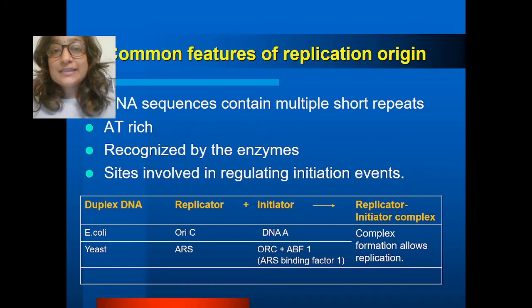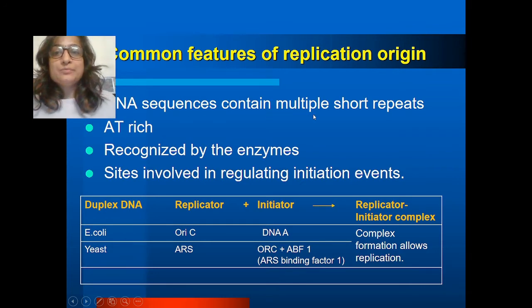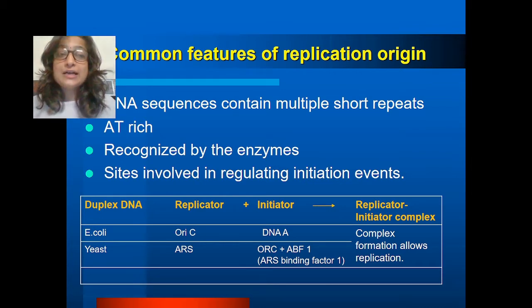Apart from that, every origin of replication has certain common features. So let us understand one by one. The important feature is that DNA sequences contain multiple short repeats. So the origin of replication contains DNA sequences, and those sequences are repeated. They are basically consensus sequences.